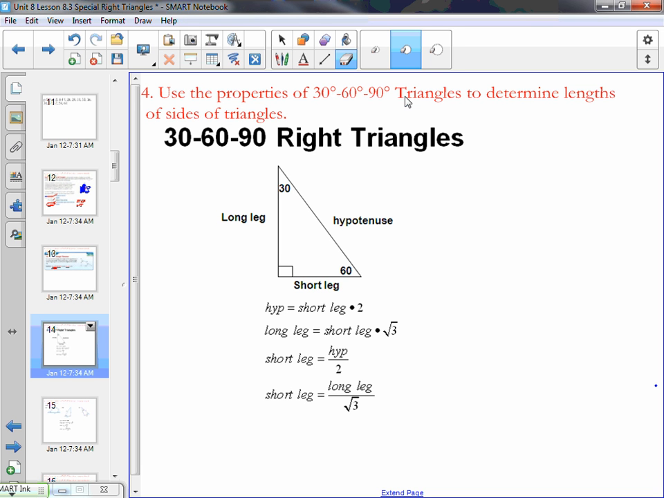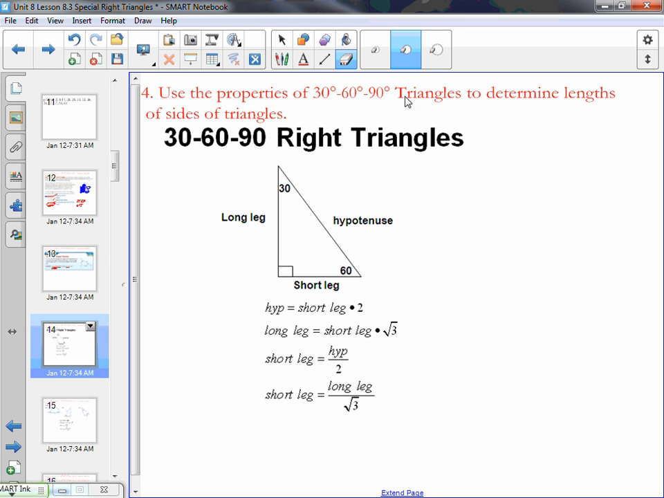Now, you will never use all 4 of these equations on one problem. And it's also not quite as obvious which ones to use as it was with the 45, 45, 90. But when you take all of that together, if you know the length of one side of a 30, 60, 90 triangle, you can find the length of the other 2 sides. Okay?